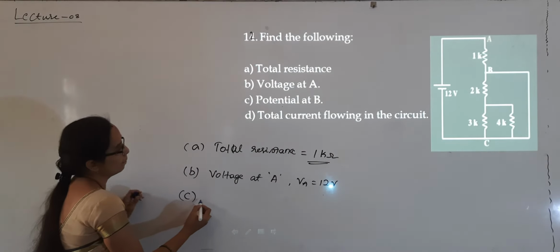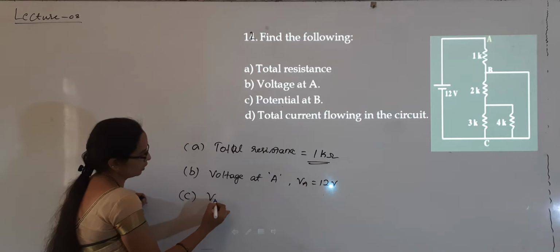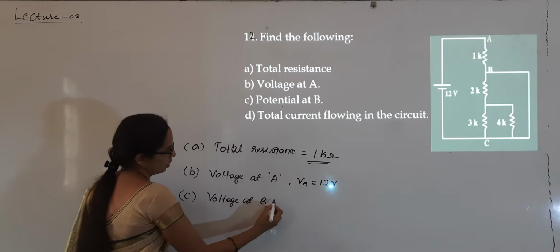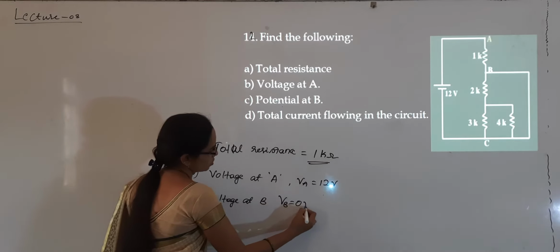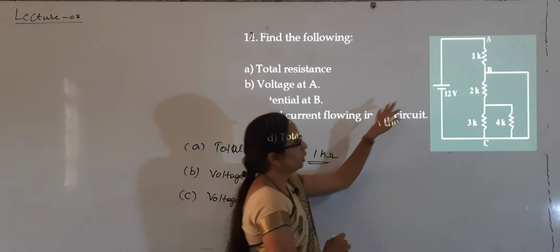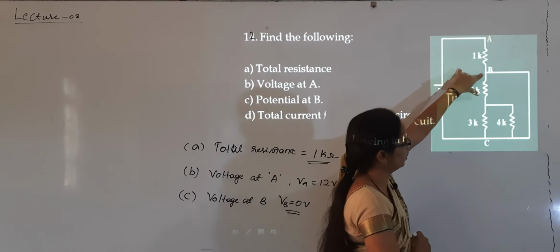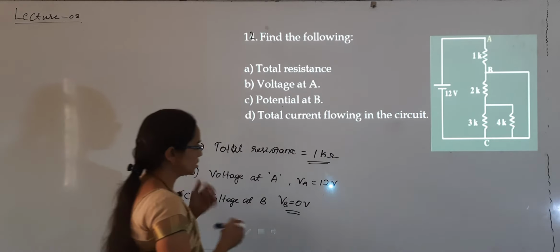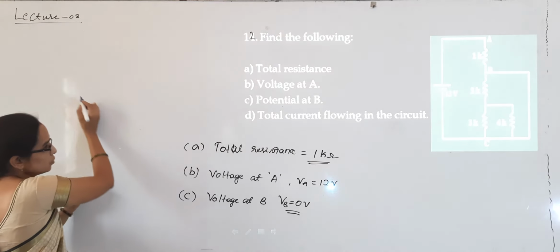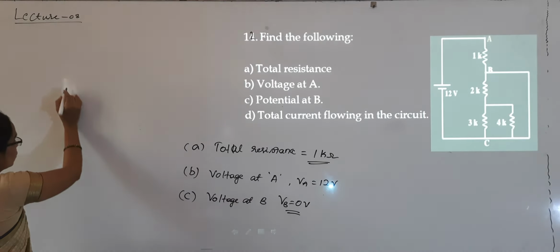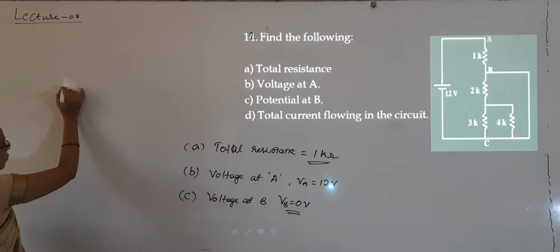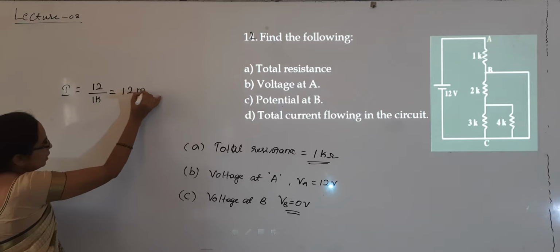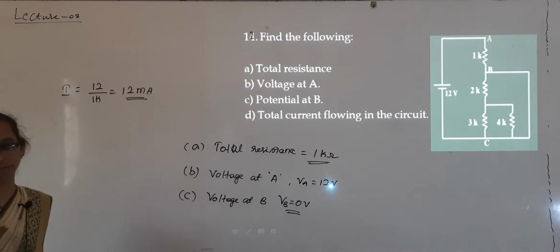Next one is potential at B, that is voltage at point B, that is VB, is equal to 0 volts, because all the 12 volts will drop here. Whatever the voltage here, that will be existing in B. So, 0 volts. And the last one is total current flowing in the circuit, that is total current I is equal to 12 divided by 1 kilo ohm, then it is 12 milliamperes of current flowing.